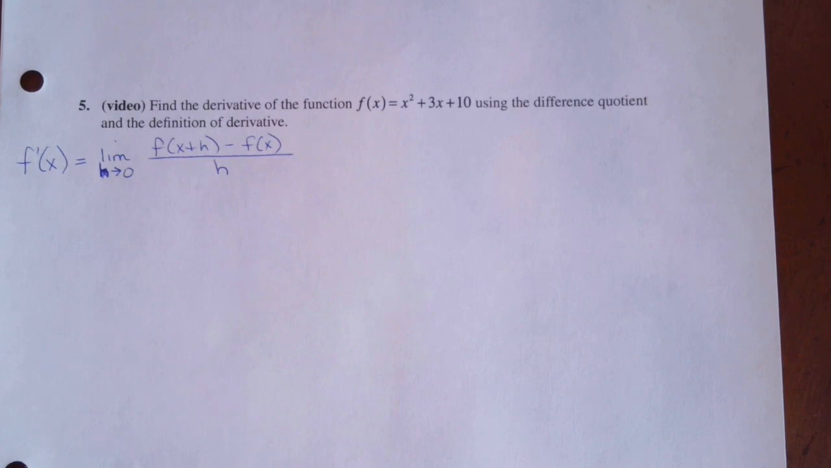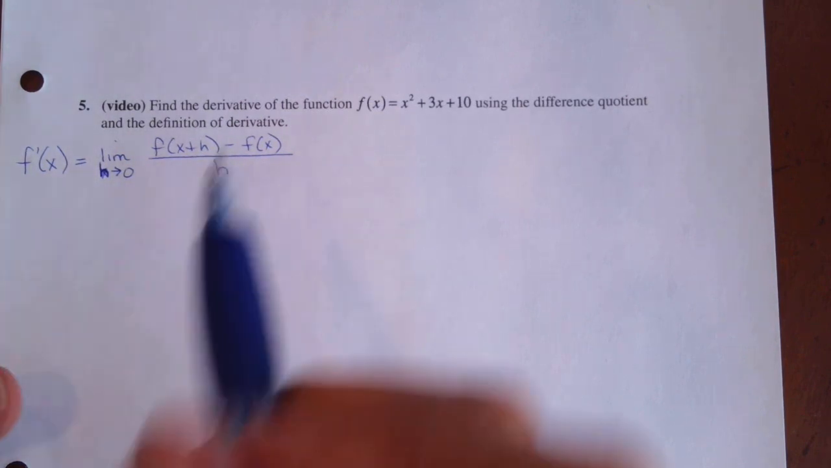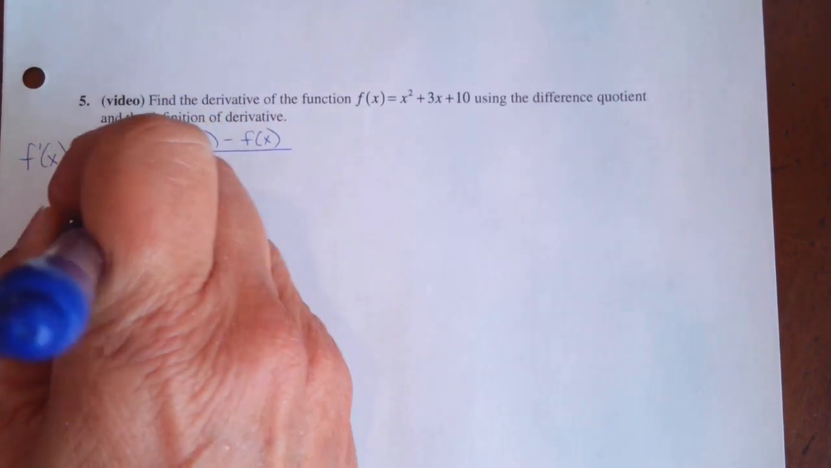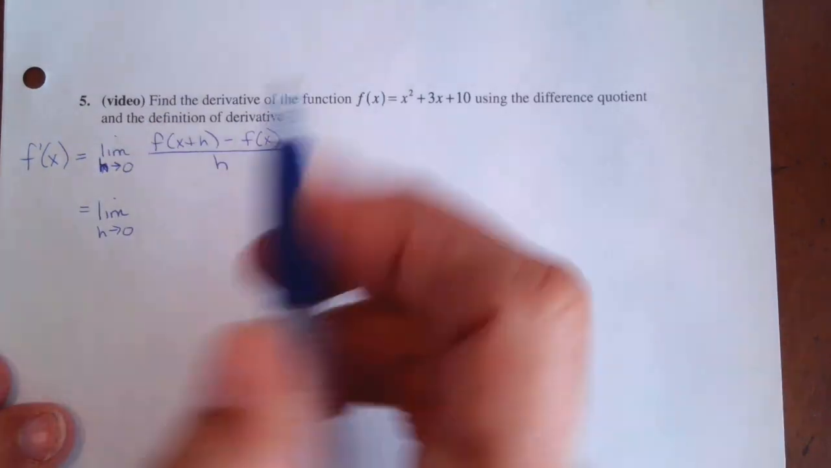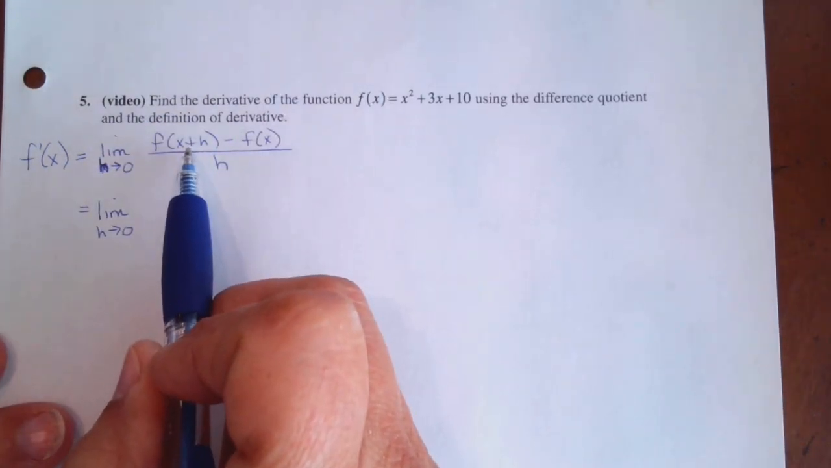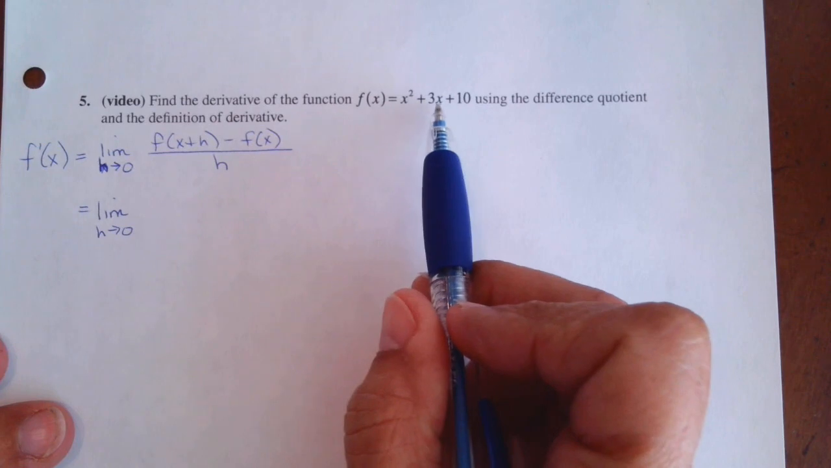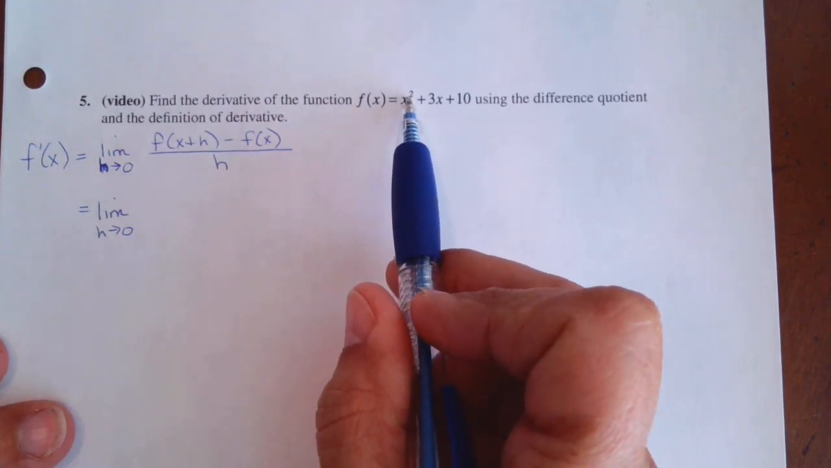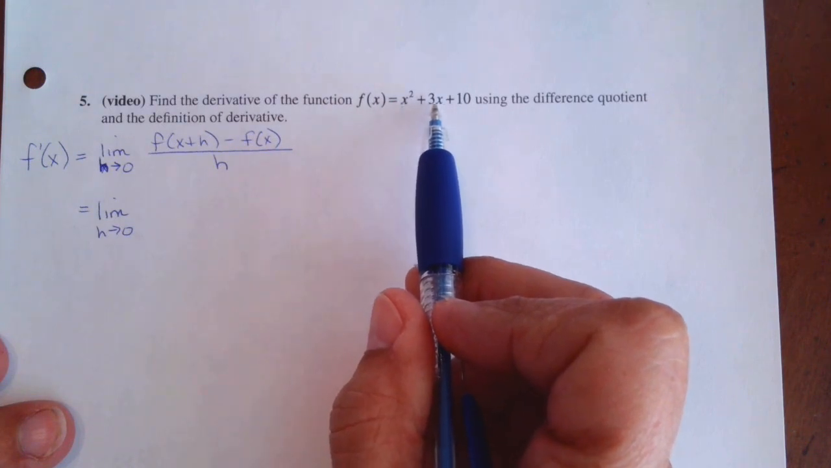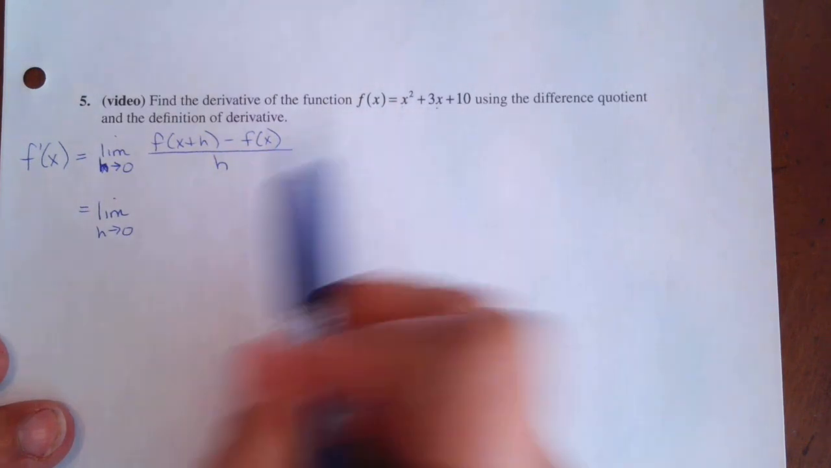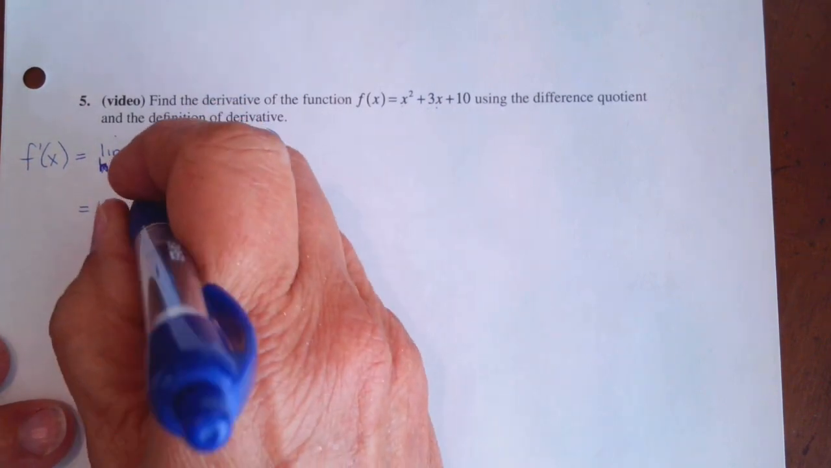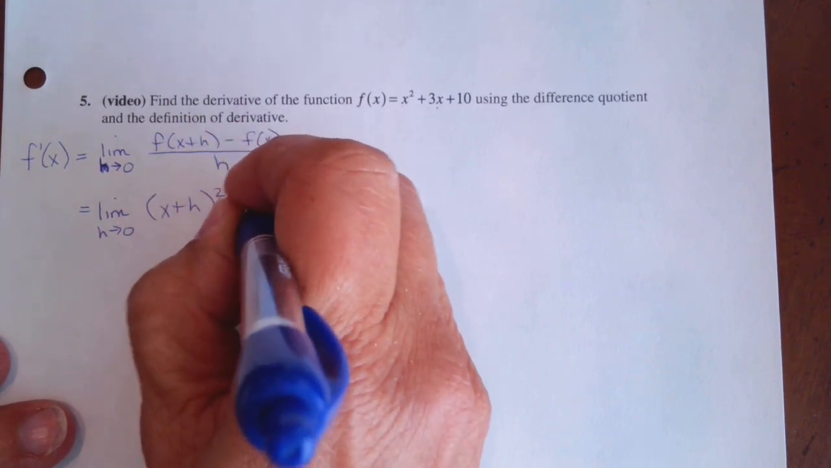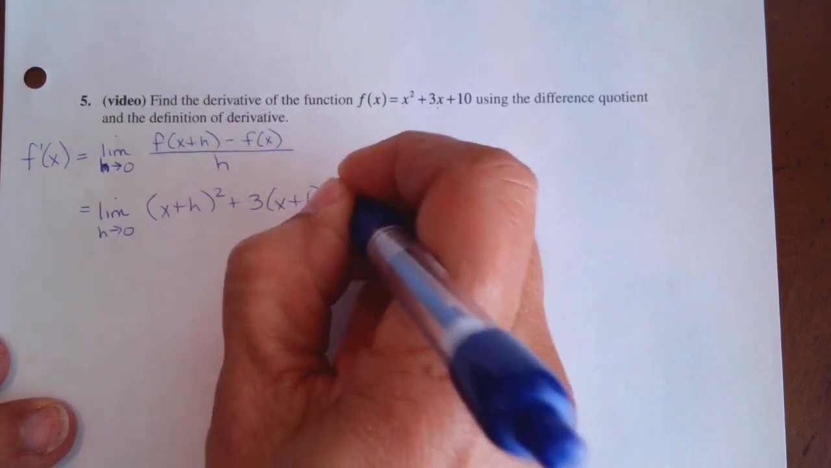Okay? All right, so let's remember the difference quotient and how that works. So we're going to do the limit as h goes to 0. Now, what does this mean? This means take your function and everywhere there's an x, you're going to replace it with x plus h. So we're going to write (x plus h) squared plus 3 times (x plus h) plus 10. That's what comes first. Okay, so we're going to do (x plus h) squared plus 3(x plus h) plus 10.